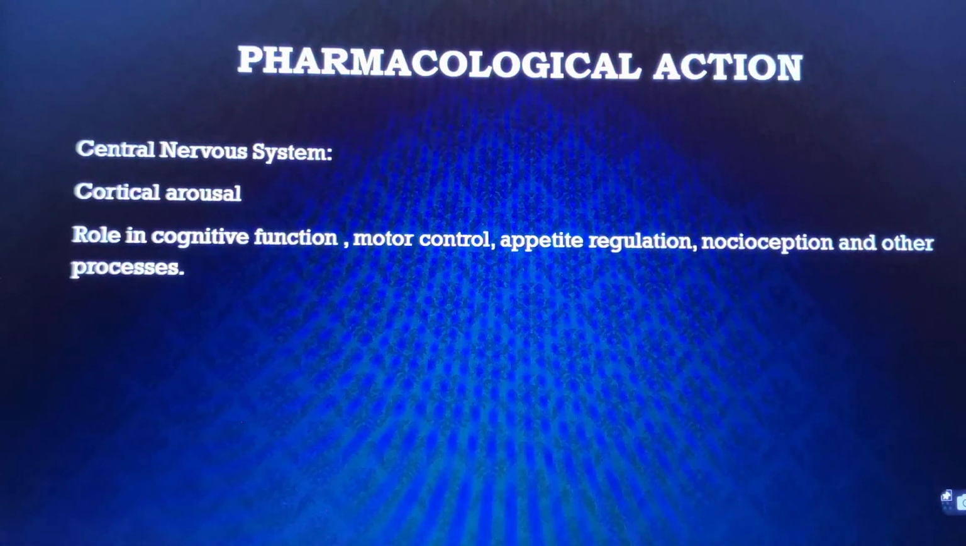On the CNS, that is the central nervous system, these drugs do not have a major role, but they broadly cause cortical arousal. There are now a lot of studies and reports that parasympathomimetics have a role in cognitive functions, motor control, and appetite regulation. They are responsible for nociception, and there are so many other processes in the CNS which are controlled by the parasympathetic system.